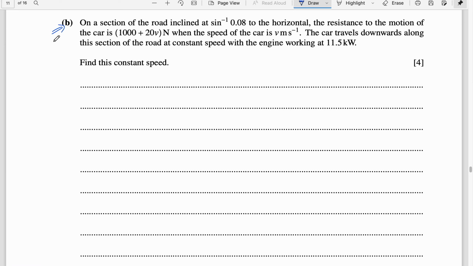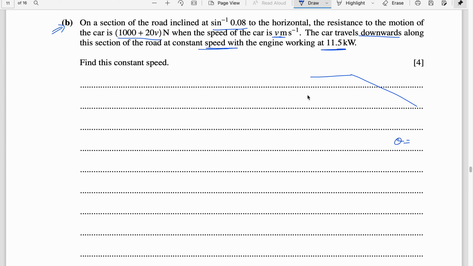Question 6, B part. On a section of the road inclined at sine inverse 0.08 to the horizontal, the resistance to motion of the car is this. When the speed of the car is v, the car travels downwards along this section of the road at constant speed with engine working at 11.5 kilowatts. So the car was moving horizontally and then it started moving downwards.